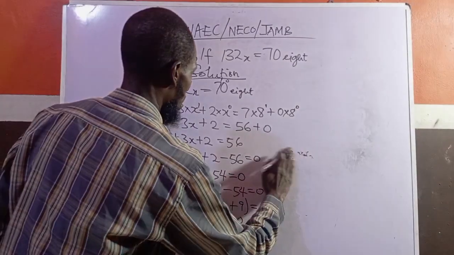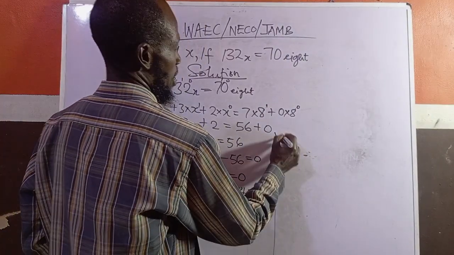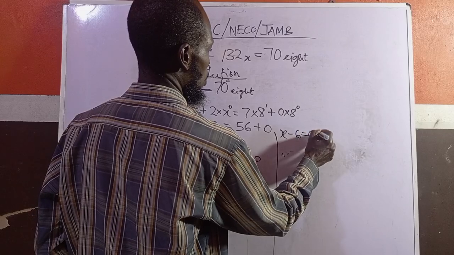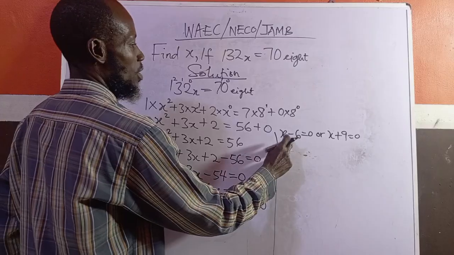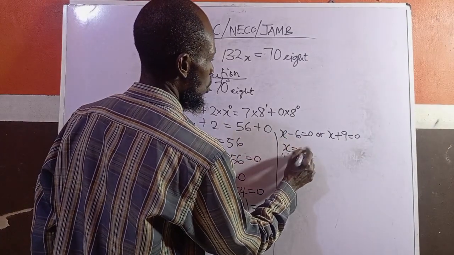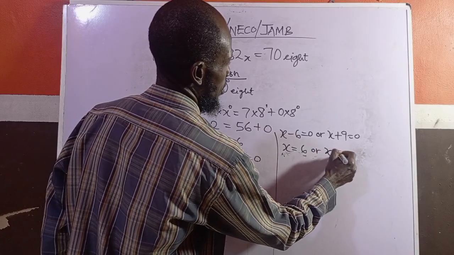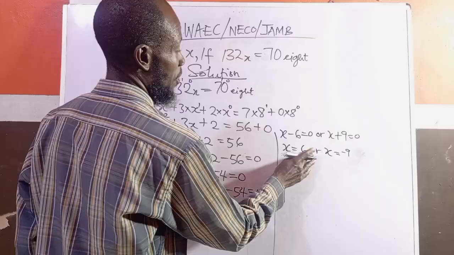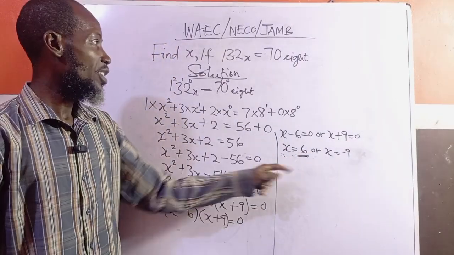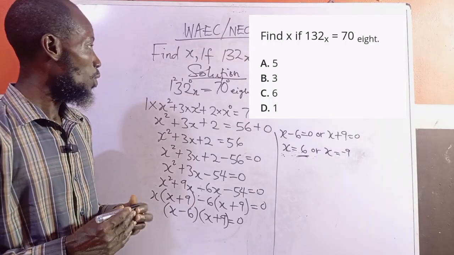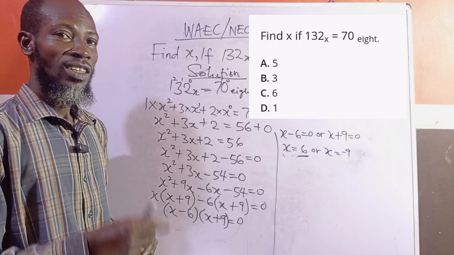So each of them, we now equate to 0. So we have x minus 6 equals 0, or x plus 9 equals 0. So x minus 6, we move this, it's going to be x is equal to 6, or x is equal to minus 9. So the value of x is 6. And you can see from the options, we have positive values of x. So the answer is 6.